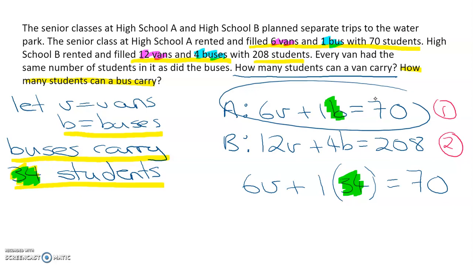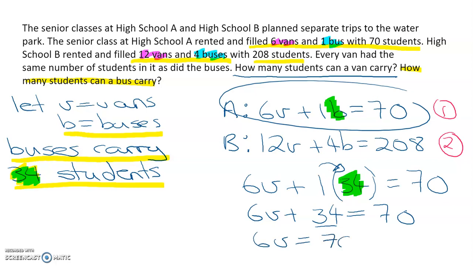Now I need to solve it to get v by itself. So 6v plus 34 equals 70. Because 1 times 34 is 34, then 6v is going to equal 70 minus 34. Now why is it minus? Because you have to use reverse operations. This is plus 34, so to get it to the other side I have to subtract.